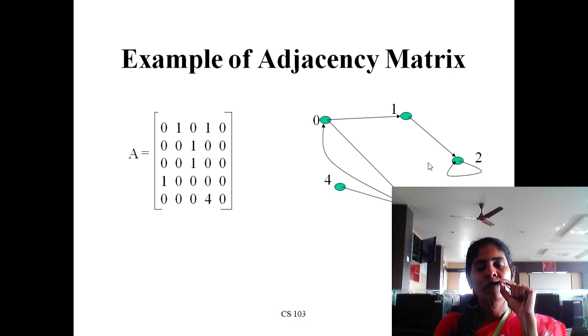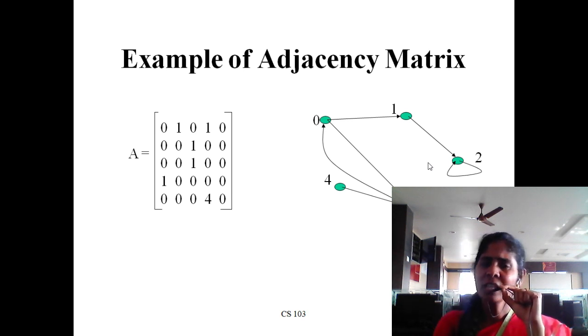Then again, is there any direct connection between 0 and 4? No, it is not, so we fill with 0. Again, we consider node 1. From node 1, we check whether there is any connection to 0, 2, 3 and 4, and likewise we fill the matrix.